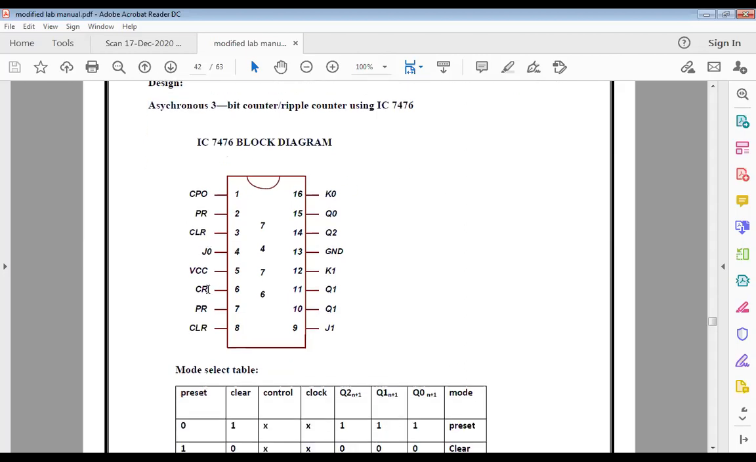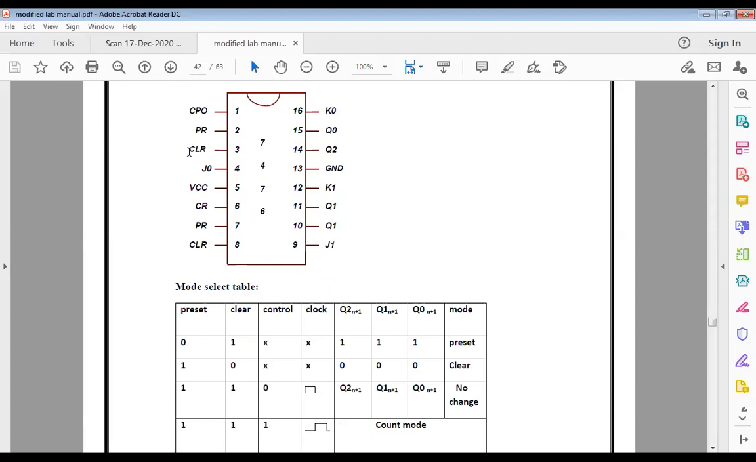So this is your block diagram having different terminals. This is made up of JK flip-flop, and it has J0, K0, J1, K1, and this should be J2, and K2 also should be somewhere here. So there is some typo error. Fine. So JK flip-flops are employed here, and you have your VCC, and then you have your ground. Then you have your preset and your clear values.